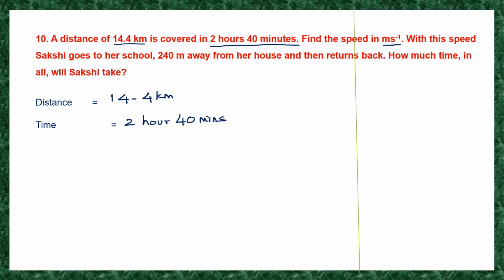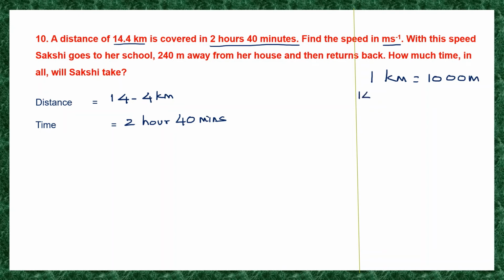So the first step is we convert the distance, which is in kilometers, to meters, and time, which is in 2 hours 40 minutes, to seconds. So we have to do two conversions since we've been asked that in the question. So we're going to convert distance, kilometers, to meters. So 1 kilometer has 1000 meters.